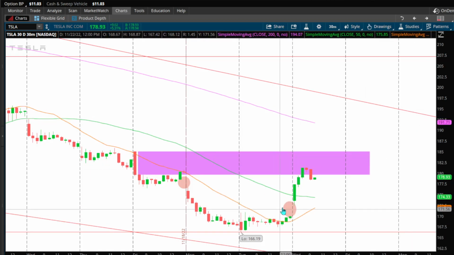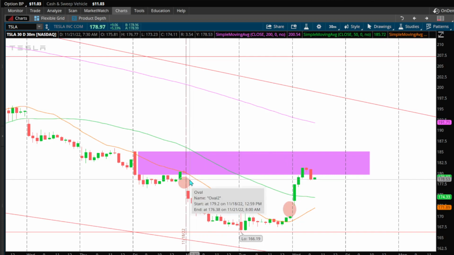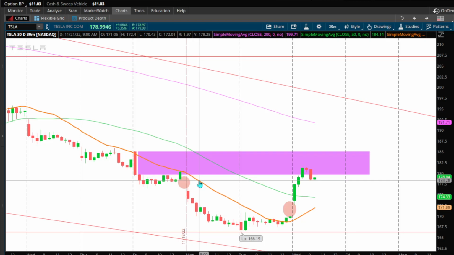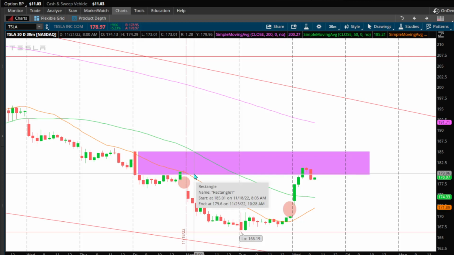Now let me explain these little patterns right here. So this little pink circle is basically saying that we have this gap. So we had this gap, we actually went and filled it today. So if we're looking at this gap, it's right around, let's see, that is like 170, that's about 178-ish. Or actually, my bad. So that's actually about 179.80 is where this gap is.